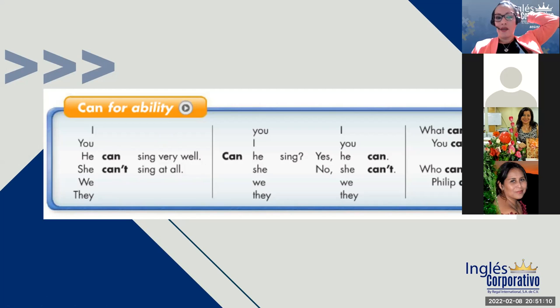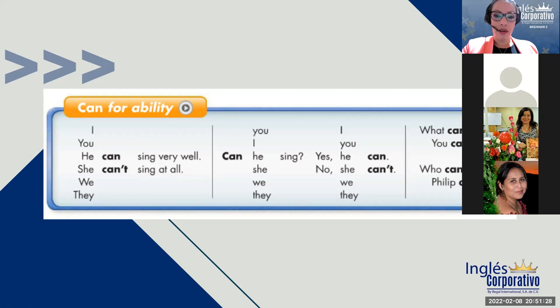Right? Si es una oración negativa, solo agregamos not después de can. She can't o cannot sing very well. O she can't sing at all. No puede cantar en absoluto.